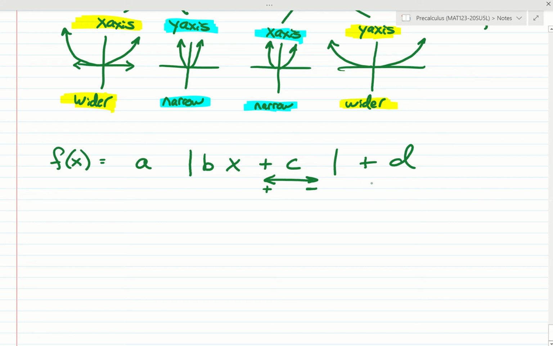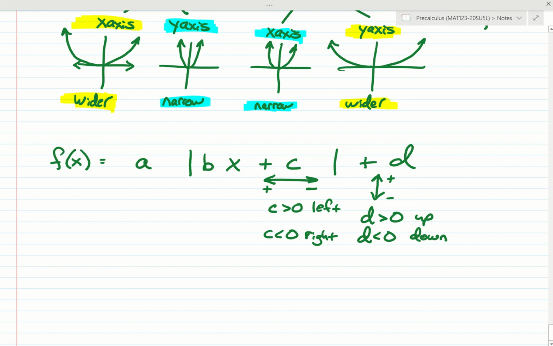With D, that causes the graph to go up and down. If D is positive, you go up, negative, it goes down. If we're going to use more general notation, if D is greater than 0, the graph translates up. If D is less than 0, the graph translates down. If C is positive, we go left, and if C is negative, we go right.